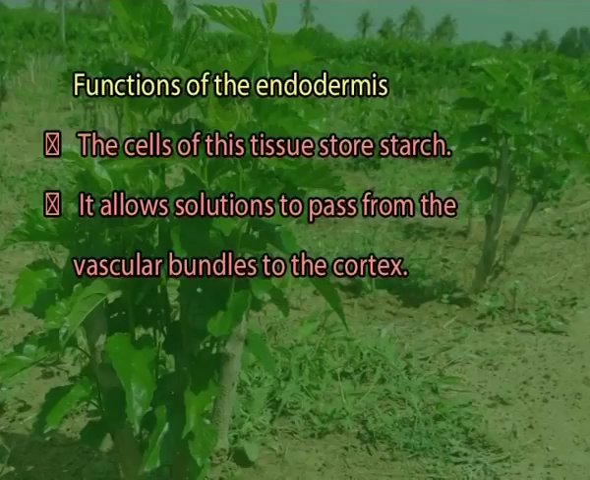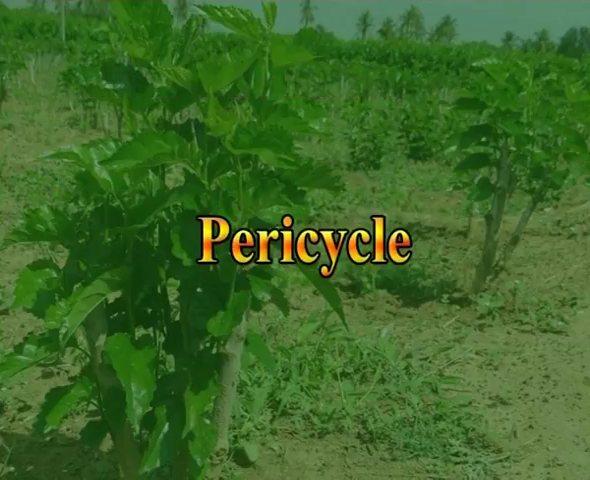Endodermis. It forms the innermost layer of the cortex. This is a wavy layer of one cell thickness consisting of barrel-shaped parenchymatous cells without intercellular spaces. The endodermis is also called the starch sheath as it contains a large number of abundant starch grains. The cells of this tissue store starch. It allows solution to pass from the vascular bundles to the cortex.